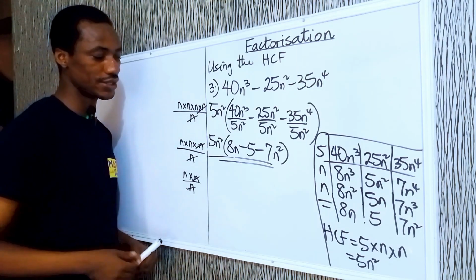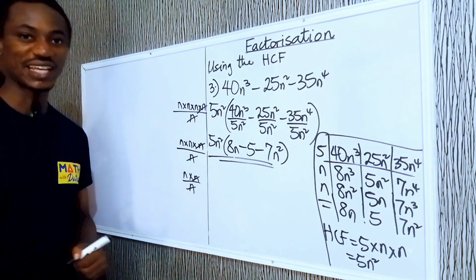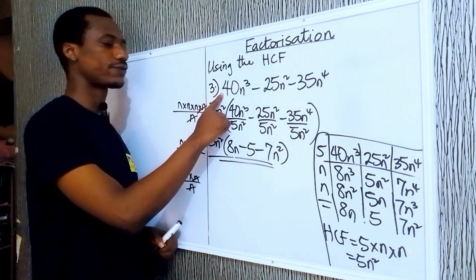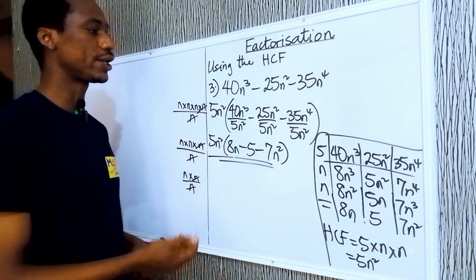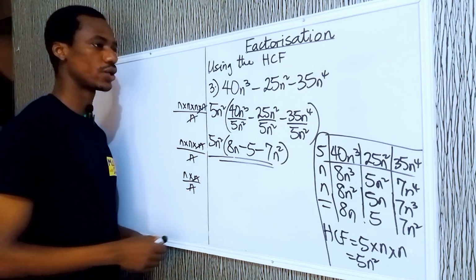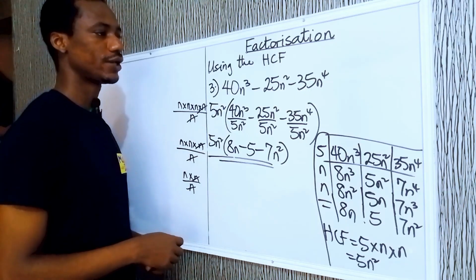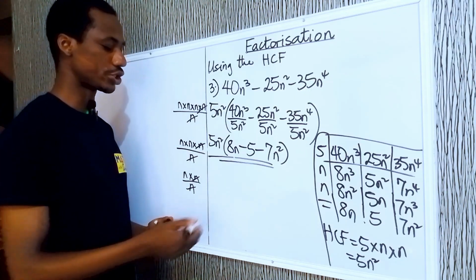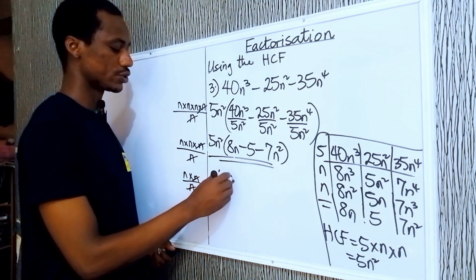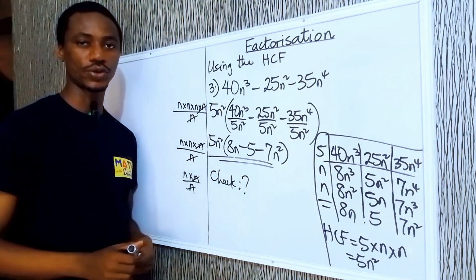And if we check this by expanding, we're going to get back 40n raised to power 3 minus 25n squared minus 35n raised to power 4. I'll leave you to do that check. All right, so check and tell me if it's correct in the comments.